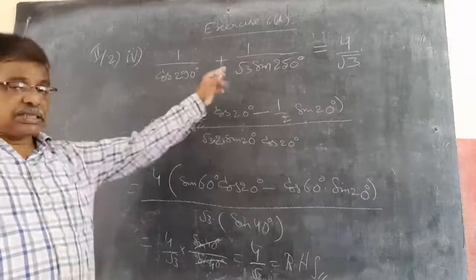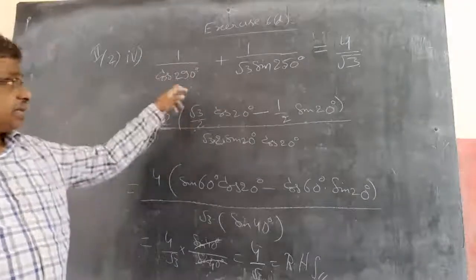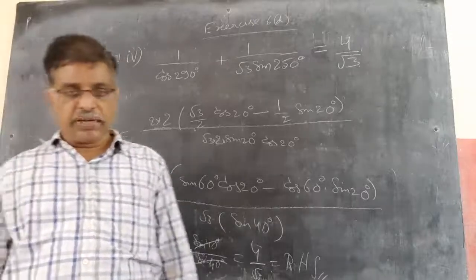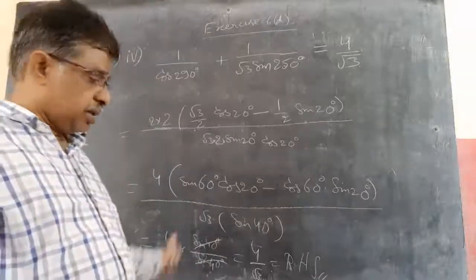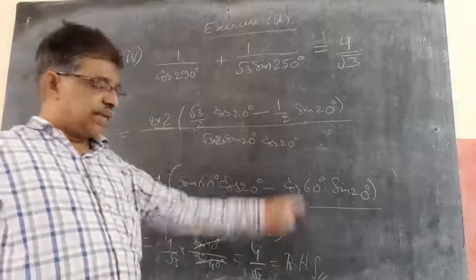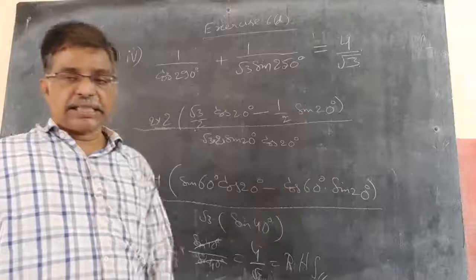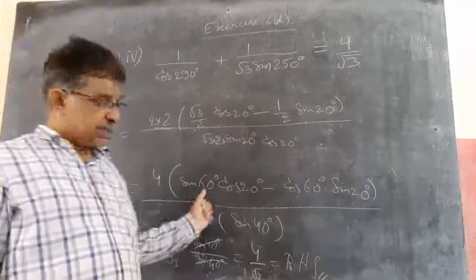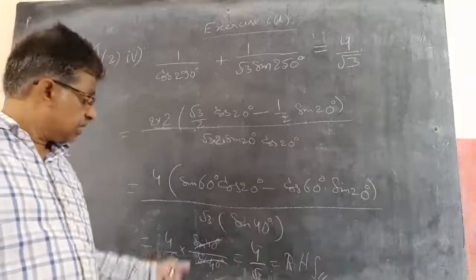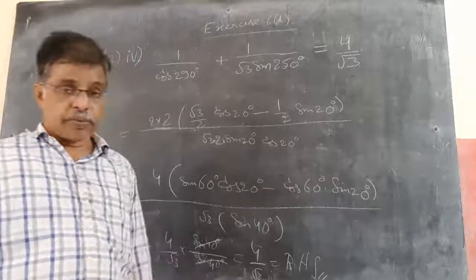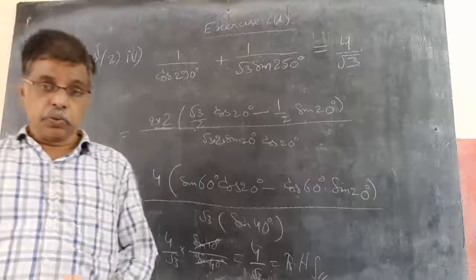I took LHS, took the LCM, and converting 290 and 250, we can write 270 plus 20, 270 minus 20, simplified. So I got 2 sin theta cos theta, sin 2 theta, and this is sin A cos B minus cos A sin B, sin of A minus B, sin of 40, 60 minus 20. So that sin 40 cancelled, and finally I got 4 by root 3. That is what is asked to prove.